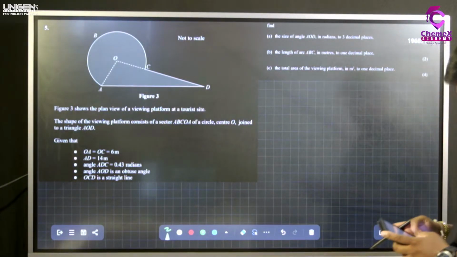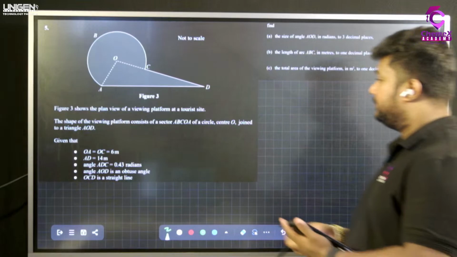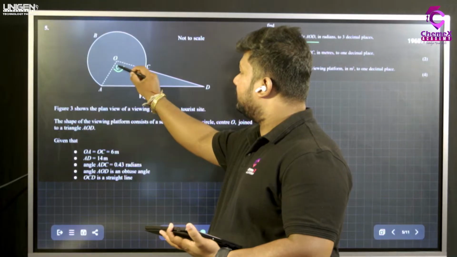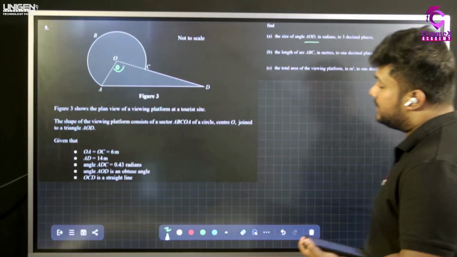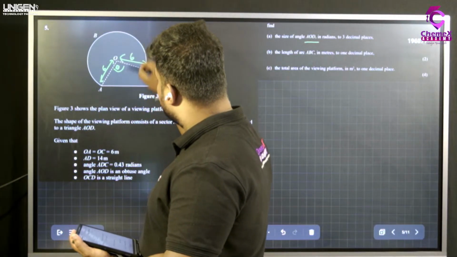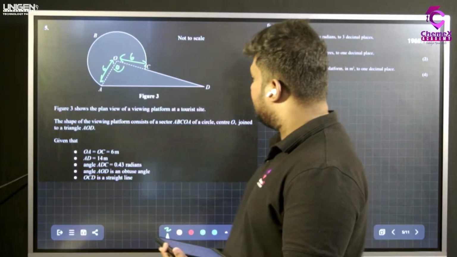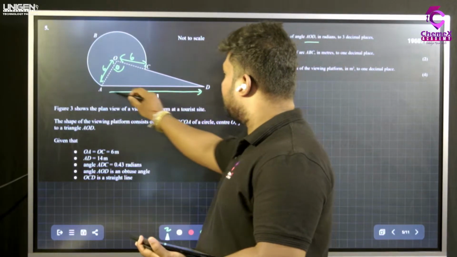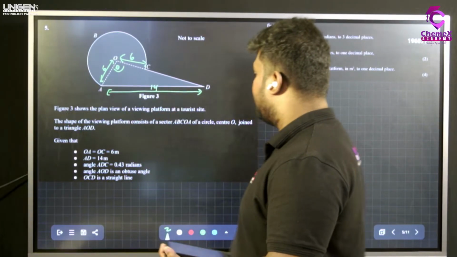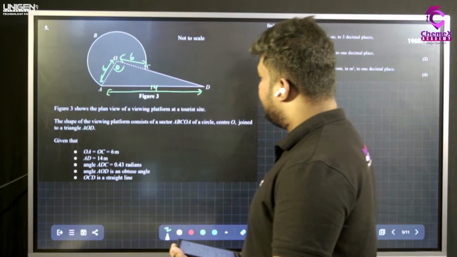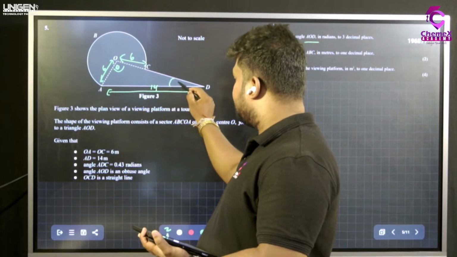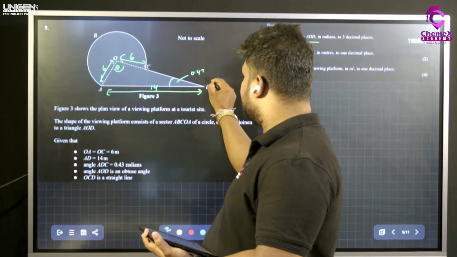You need to use what rule to get angle AOD. So OA and OC are 6. AD is 14. This is a good question. They haven't labeled anything, you have to just read it and do. So the angle ADC is 0.43 radians.